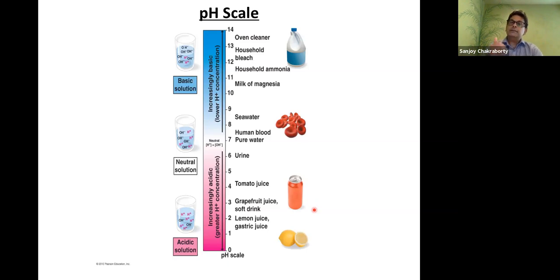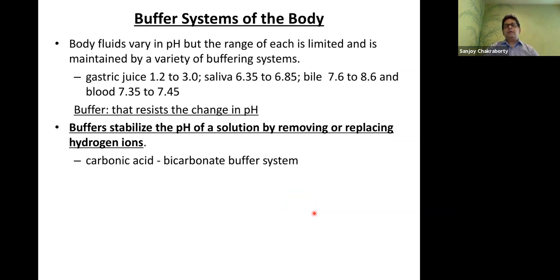Because there are some molecules called buffer. So what happened is, as soon as you drink something acidic, your body uses those molecules called buffer that resist the change in the pH. So buffer is something that does not allow the change in the pH. So this is buffer systems of the body.